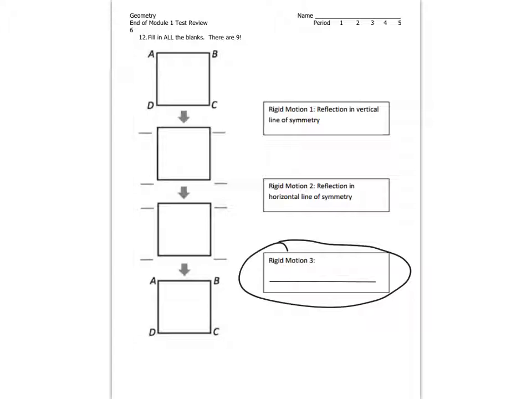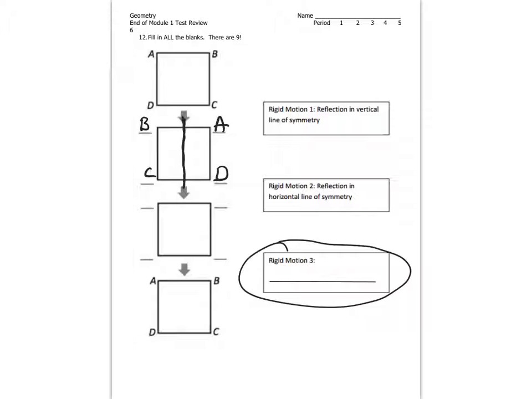So the first rigid motion is a reflection in the vertical line of symmetry. So the vertical line of symmetry is a vertical line that makes it symmetrical. So we're going to go right down the middle like that, and we're going to reflect across that, and that means that A and B are going to switch, and then C and D are going to switch. So we end up with this.